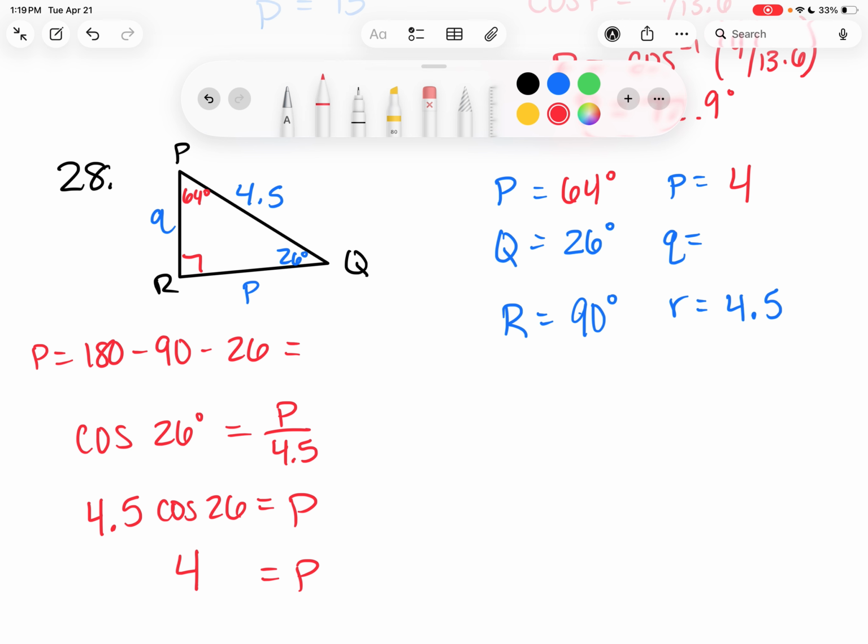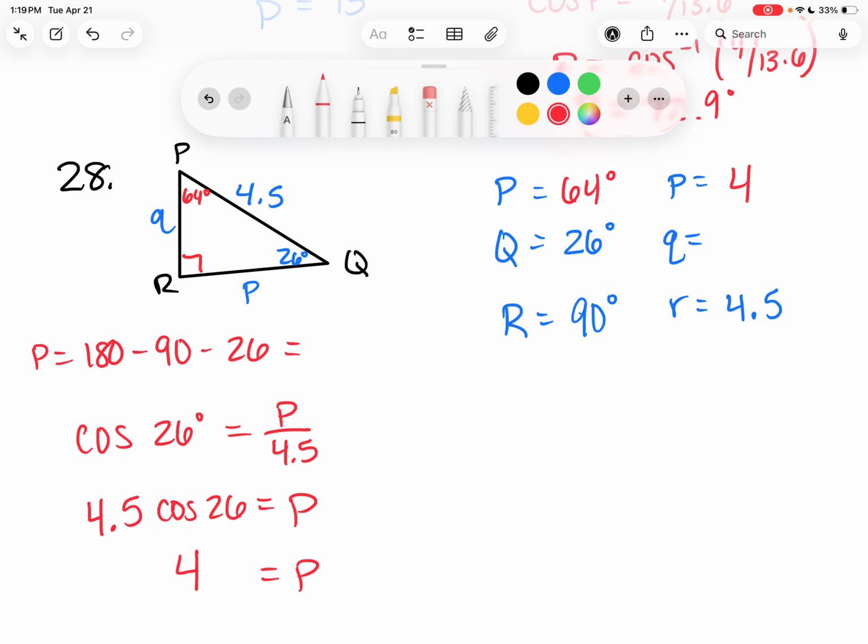All right, now I want to solve for side Q. Again, I can use either angle. It doesn't matter. It's up to you. So what trig function do you want to use that associates Q? Tell me how to set it up to solve for Q.